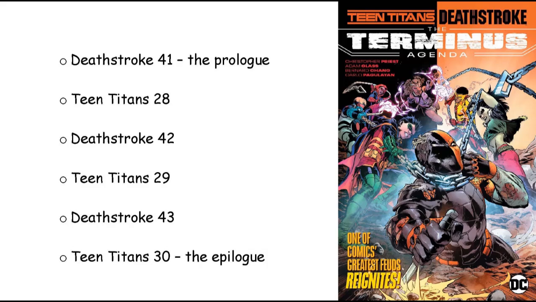And it revolves around Deathstroke trying to mentally mess with Damian Wayne and to kind of sow distrust within the team. It contains the following issues you can see here. Deathstroke 41, which is a prologue issue for the Terminus agenda. Then Teen Titans 28, Deathstroke 42, Teen Titans 29, Deathstroke 43. And Teen Titans 30 is the epilogue to this event.